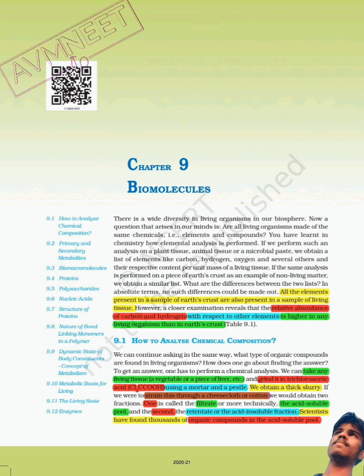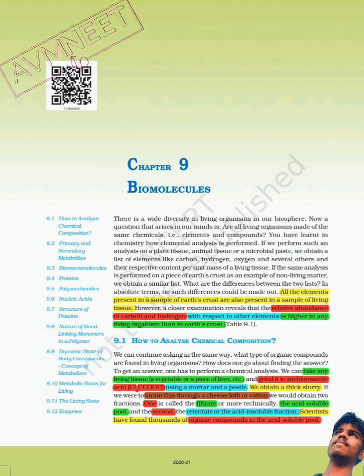In absolute terms, no such differences could be made out. All the elements present in a sample of Earth's crust are also present in a sample of living tissue. However, a closer examination reveals that the relative abundance of carbon and hydrogen with respect to the other elements is higher in any living organism than in Earth's crust.